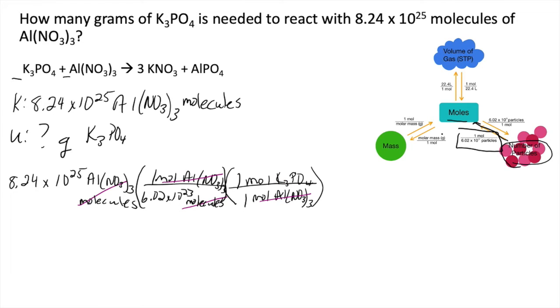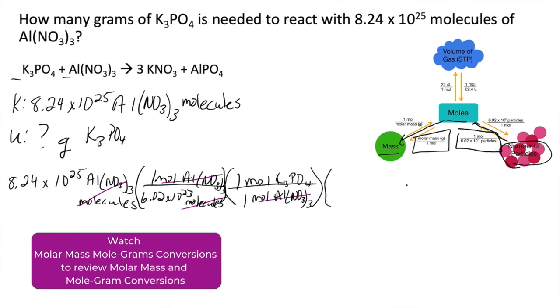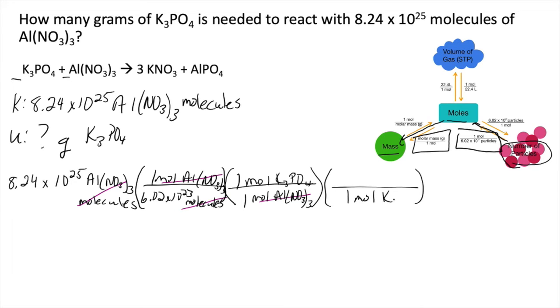Now that I have used the mole ratio to switch the substances from aluminum nitrate to potassium phosphate, I want to change from moles of potassium phosphate to grams of potassium phosphate. So going back to my mole map, in order to go from moles to mass, I need to use the mole mass ratio. And the one that's next to the arrow pointing from moles to mass is going to be the mass over moles. So to set this up, I am going to have 1 mole of potassium phosphate at the bottom and grams of potassium phosphate at the top.